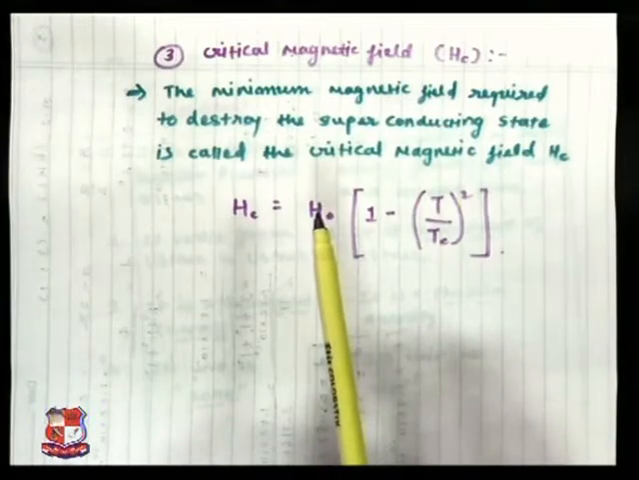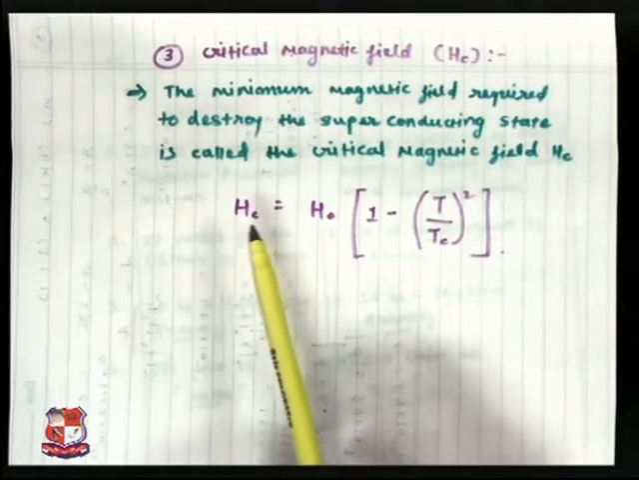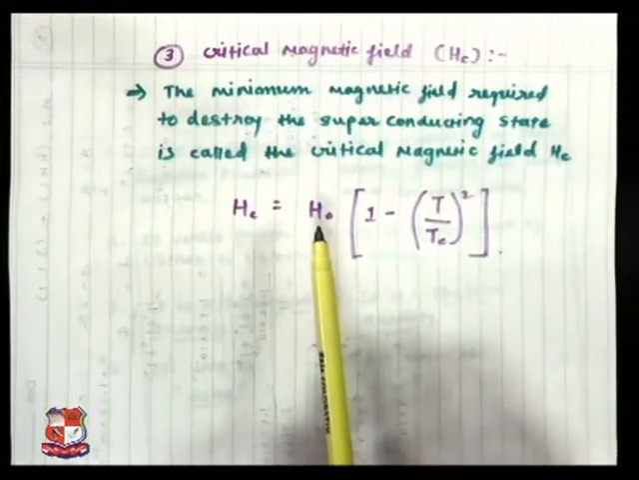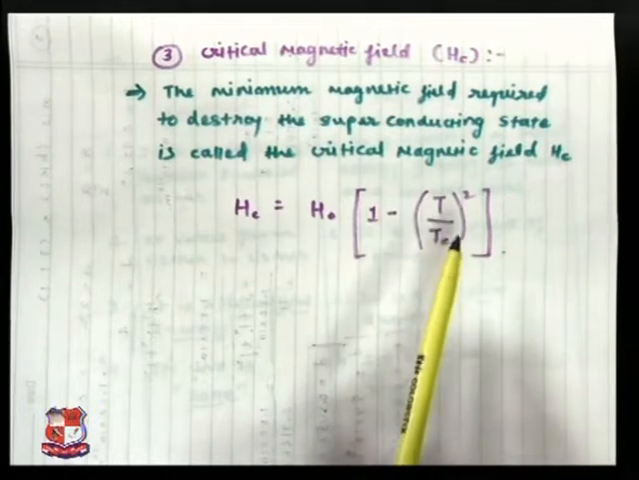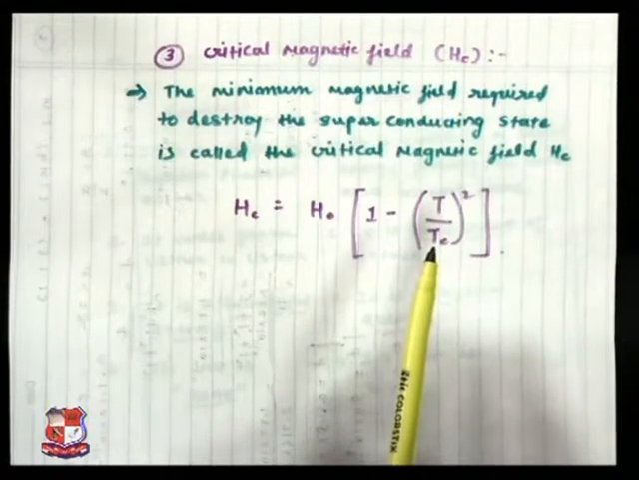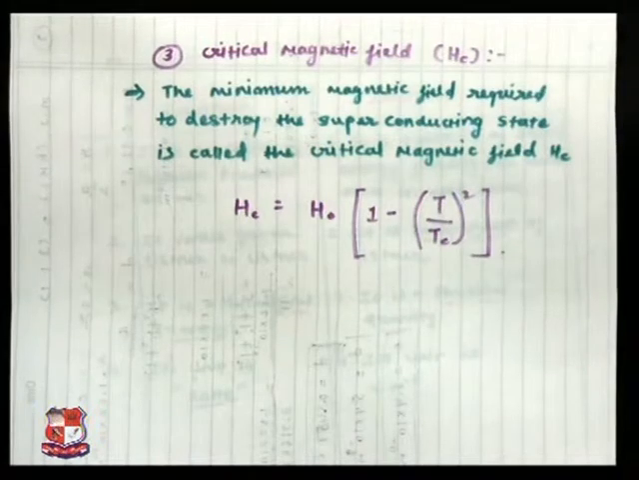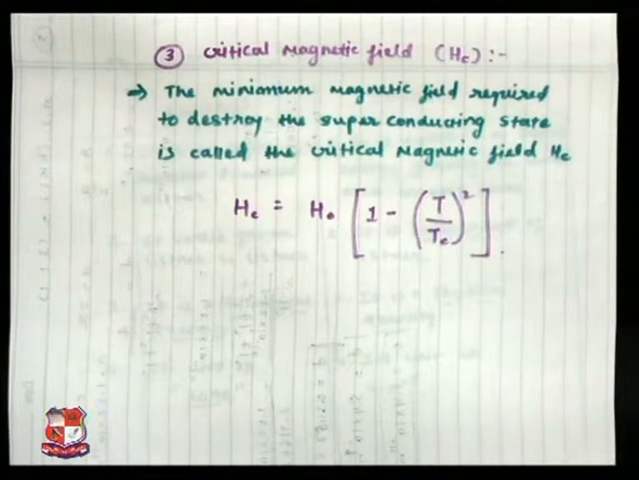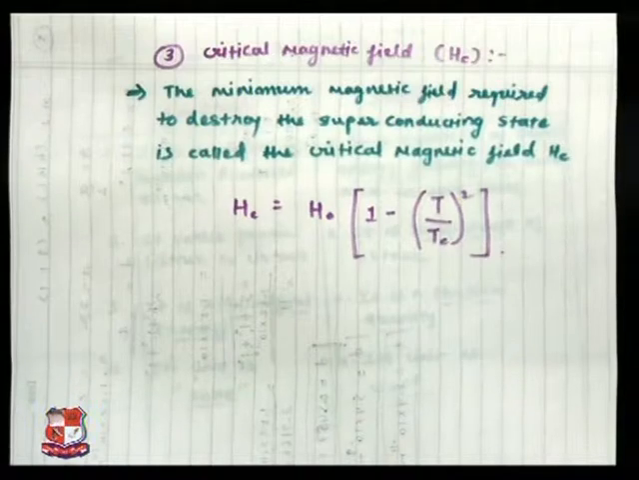These are the 3 factors to define the superconducting state. Here Hc represents the critical field. H0 represents the critical field at 0 Kelvin temperature. T represents the temperature, and Tc represents the critical temperature. So in this manner, we can define the 3 factors which are necessary to define the superconducting state of the material, and in this manner you can obtain 3 marks while writing in this proportion.